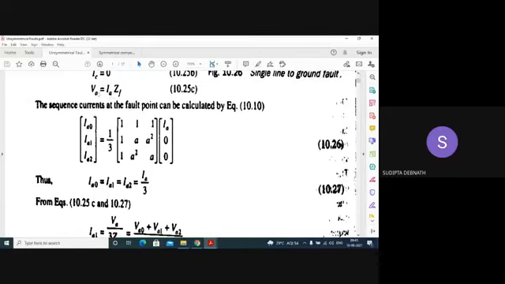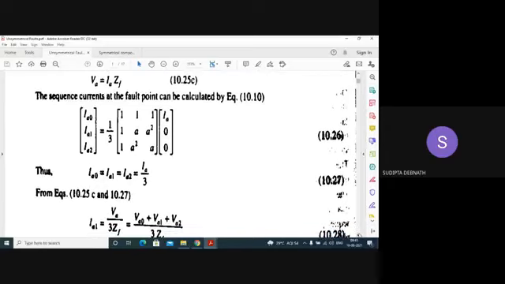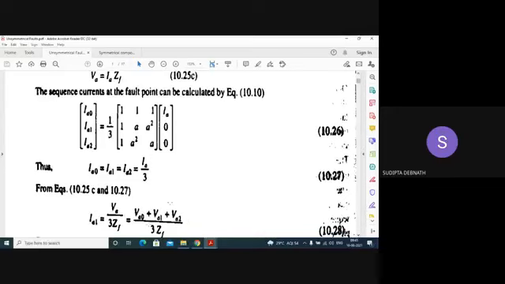So VA equal to IA into ZF. What is IA? IA equal to VA by ZF. And IA equal to thrice IA1. So from this equation and this equation, you can get IA1 equal to VA by thrice ZF. Isn't it? Now what is VA? VA you can write in terms of sequence components. So what is the expression of IA1? The expression is this one.